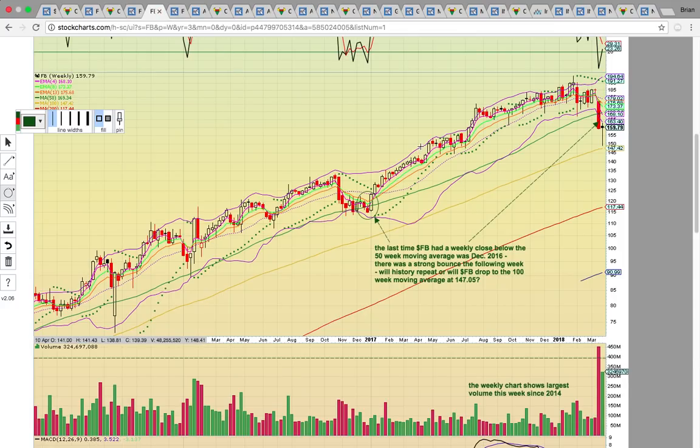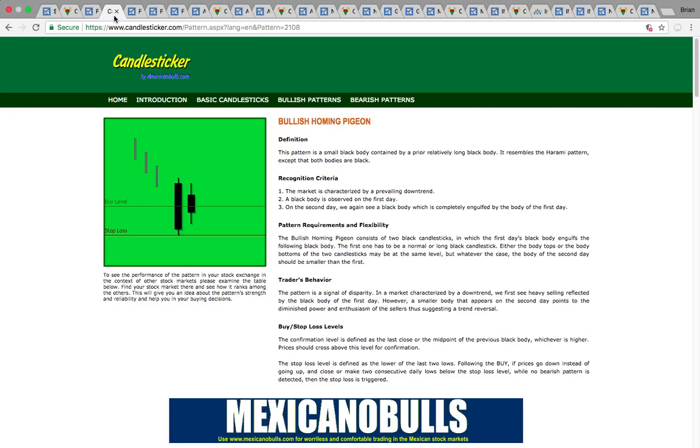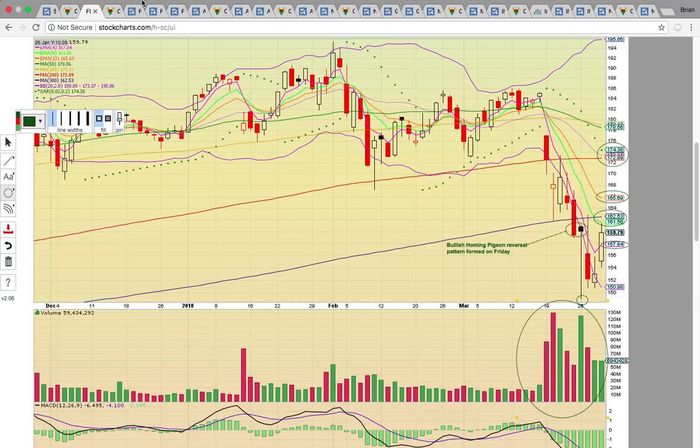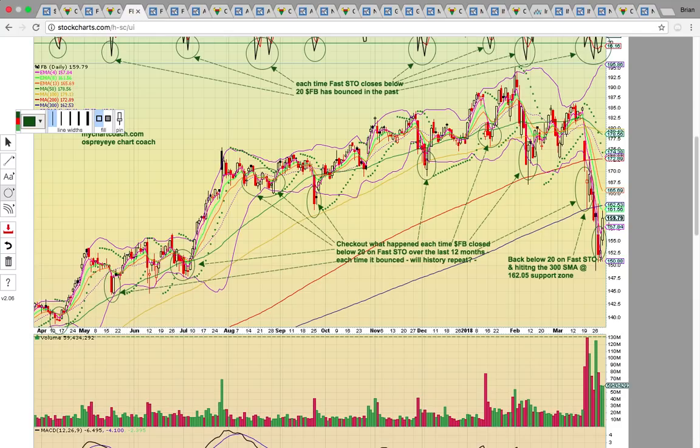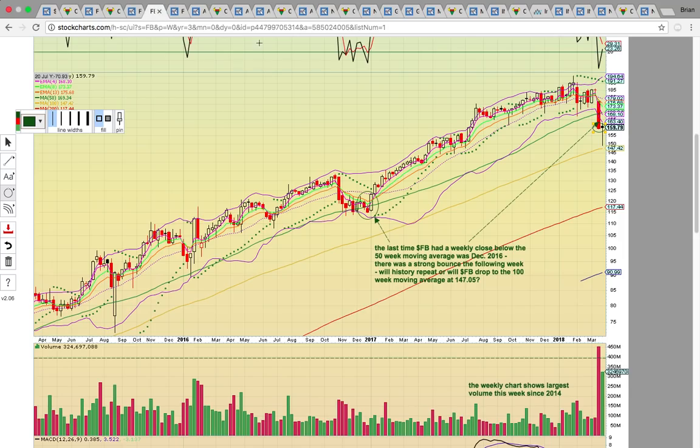Okay, if you look here at the Facebook weekly chart, you can see that the same bullish homing pigeon reversal pattern formed. It's the same pattern that formed here on the daily chart. Okay, the black candle inside of the red candle. Well, that happened to form this week on the weekly chart. And so you've got the bullish homing pigeon this week.